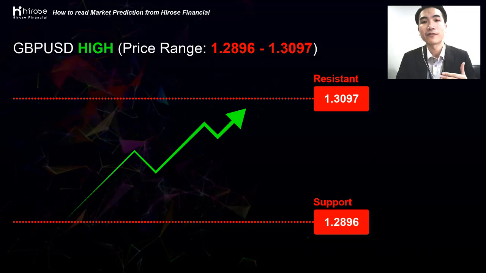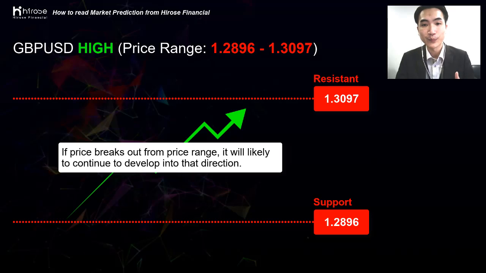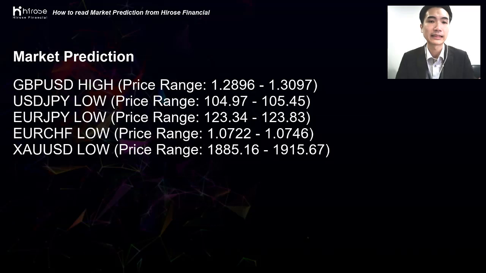But what if the price is breaking out from the support or resistance? For example, if the price is breaking out from the support, we will be expecting it to go further low, to go further down. On the other hand, if the price is breaking out from the resistance, we will expect that the price is going to go further up to an even higher price. That's how you trade with this piece of information.